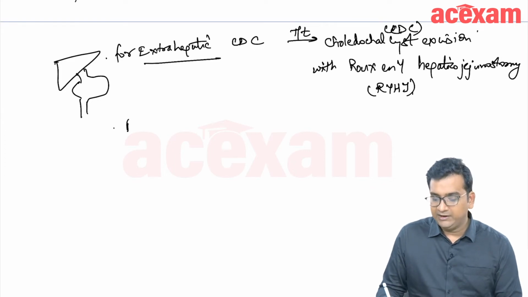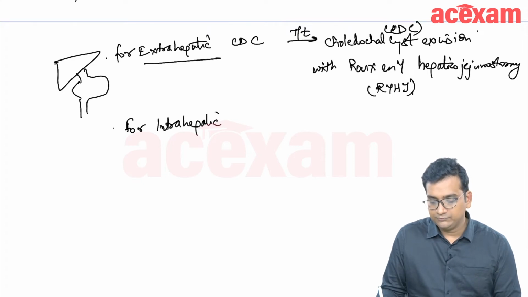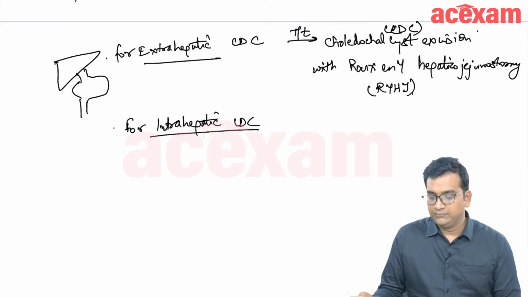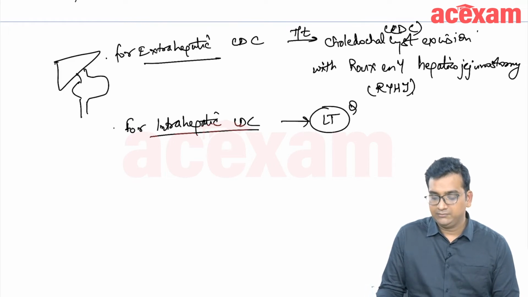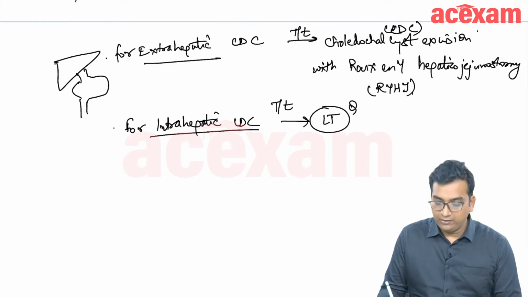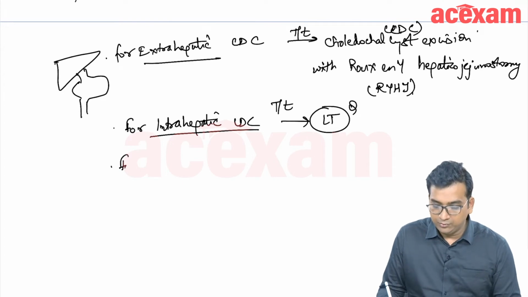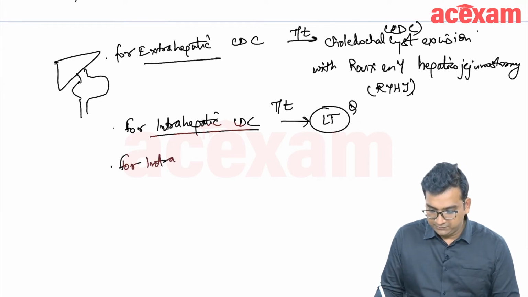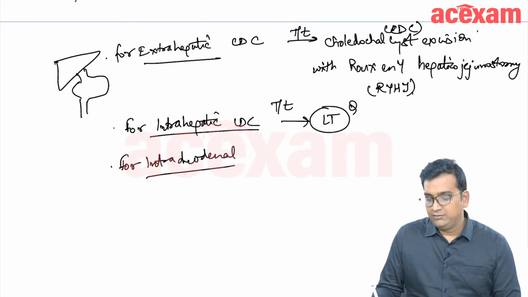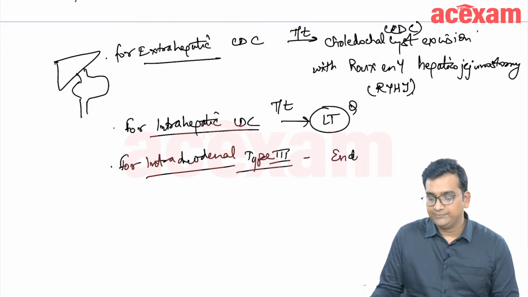For intrahepatic choledochal cyst, the treatment is liver transplantation. And for the intraduodenal one, or type 3, it is endoscopic sphincterotomy.